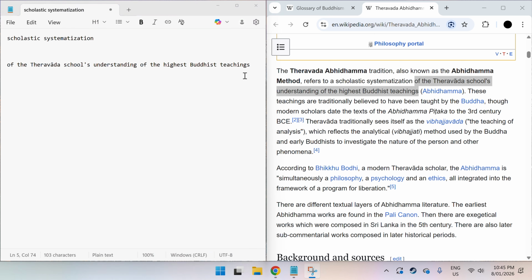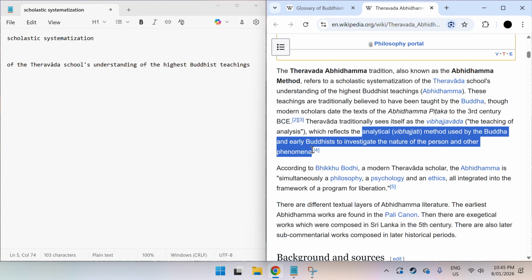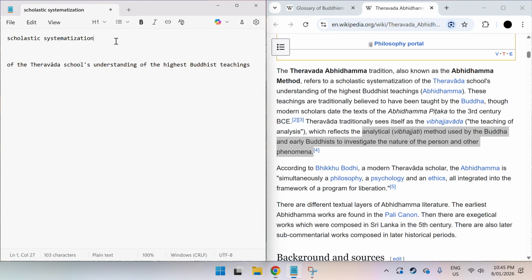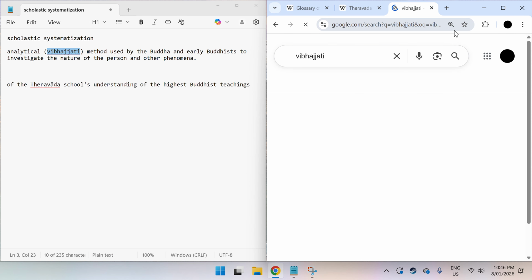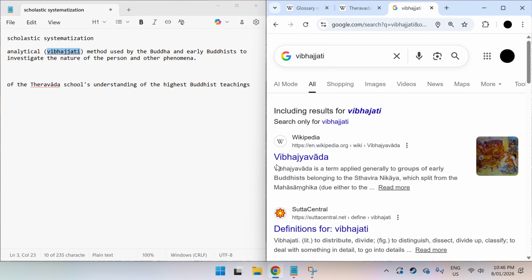So then we talk about this analytical method used by the Buddha and early Buddhists to investigate the nature of the person and other phenomena. What's this word? Vibhajati. Let's have a look at that one. Vibhajavada.